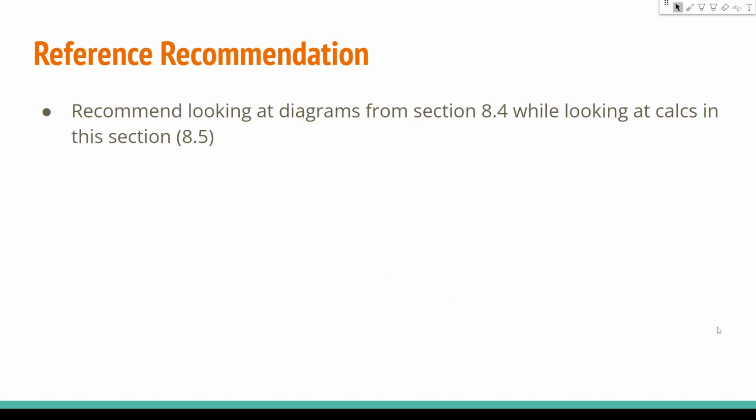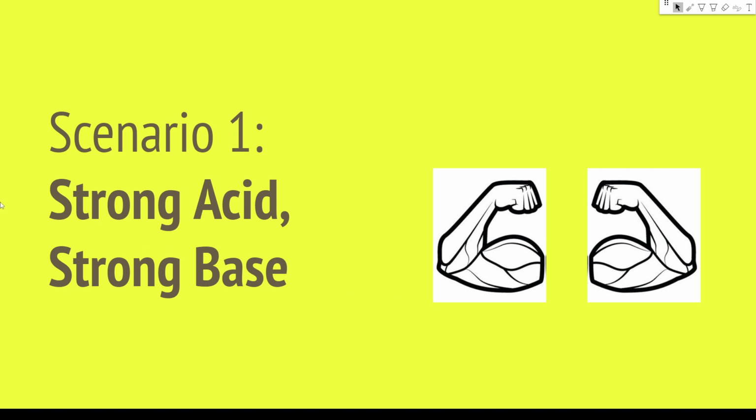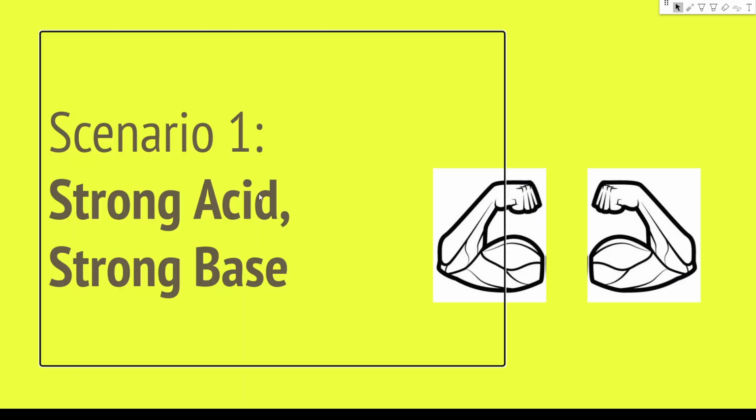Cool. So my honest recommendation for this section, besides having a calculator and stuff, is to look at the diagrams from 8.4. So we have a whole bunch of diagrams there, and so we can use that as a reference to talk about 8.5. And I'm going to consistently try to reference them to the best of my abilities, so make sure you're looking at them too. So our first scenario is going to be strong acid and strong base.